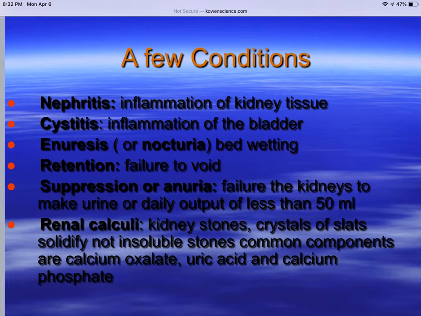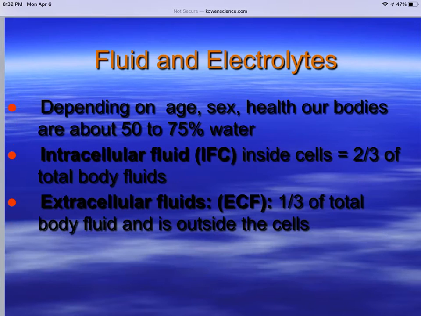The renal calculi is another term for kidney stones. The common components of kidney stones are calcium oxalate, uric acid, or calcium phosphate. Once a person has had their first kidney stone, they are prone to having future kidney stones.